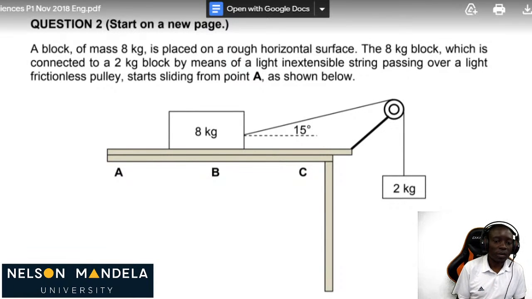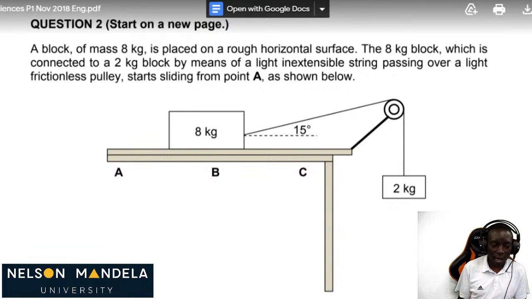accelerate or to move. If it was initially at rest, it will start moving. That means it will accelerate. If it was already moving, it might increase its velocity or its speed, or decrease its speed. But that is the effect of an unbalanced force or a non-zero force acting on an object. So the acceleration is also in the direction of the force.